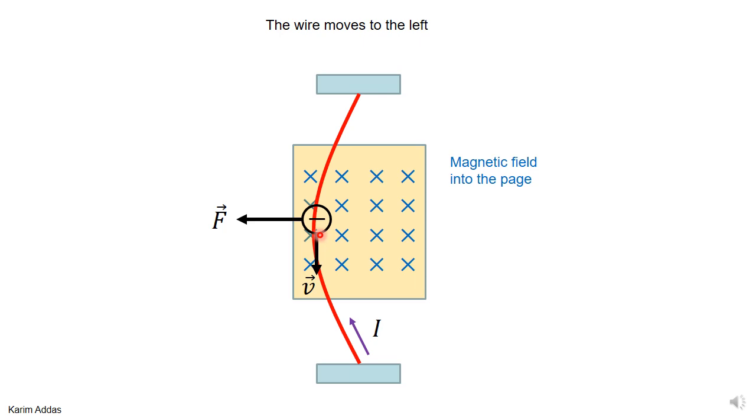So if you apply the rule that the force on each of these charges inside the wire that are moving is QV cross B, well, V is downwards and B is into the page. So V cross B is to the right. But then when you multiply by Q, the charge is negative, so the force becomes to the left. So the force on the negative charges is pointing to the left. That means they will pull the wire with them to the left.